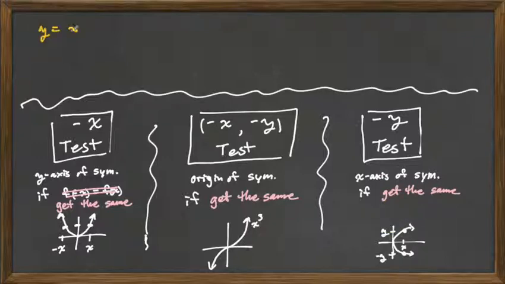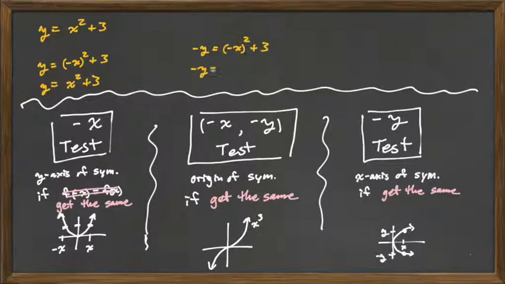So let me give you guys an example here really quick. Here's a simple example: y equals x squared plus 3. Some of you guys know what this looks like, but I want to do the test for each of these. If I plug in a negative x to the second power, negative times a negative is a positive, so you get x to the second power plus 3. Hey, did we get the same thing? Yes, that means this has symmetry about the y-axis. If I try the other test just for fun, I get negative y equals x squared plus 3. Is this the same thing as what we started with? No, so it doesn't pass. This one over here will also not pass.